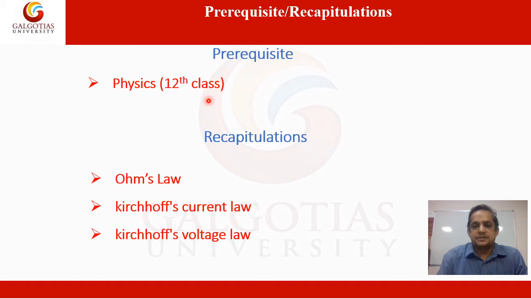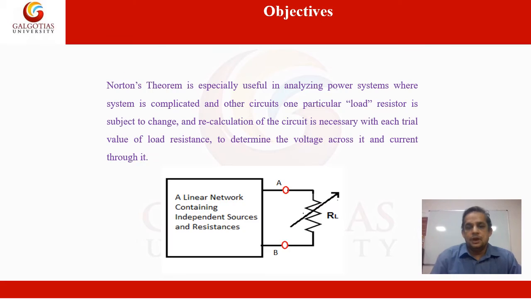Prerequisites, recapitulation: Ohm's law, Kirchhoff current law, Kirchhoff voltage law. Now come to the objective of this theorem. This theorem is especially useful in analyzing power systems where the system is complicated. One particular load resistor is subjected to change, and recalculation of the circuit is necessary with each trial value of load resistance to determine the voltage across it and current through it.